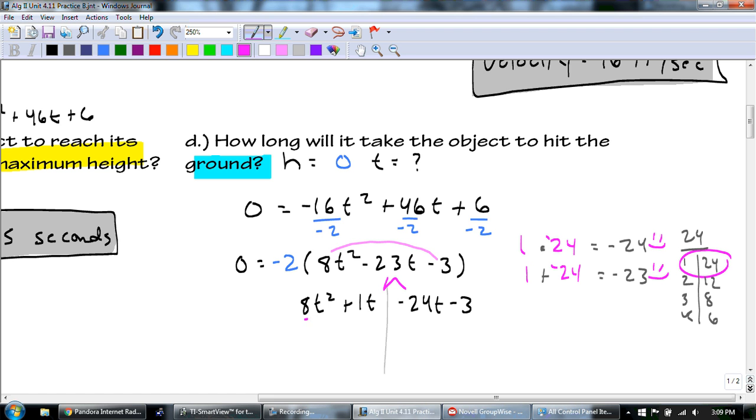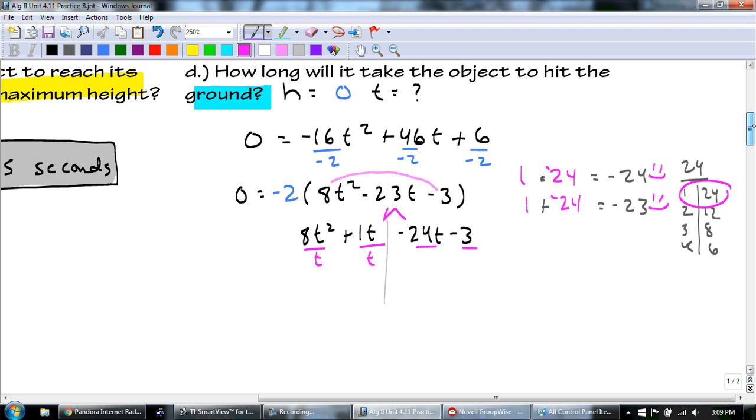We take out the GCF of both. And the first one I can only take out a t. In the back, I can take out a negative 3, so I have t minus 3, and when I divide that out, we get 8t plus 1. Negative 24 divided by negative 3, once again, is positive t. Negative 3 divided by negative 3 is a positive 1, so they match.